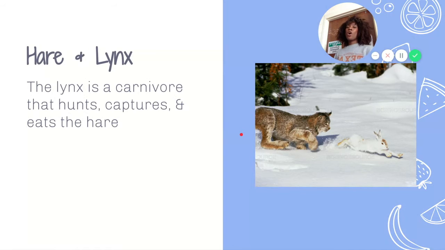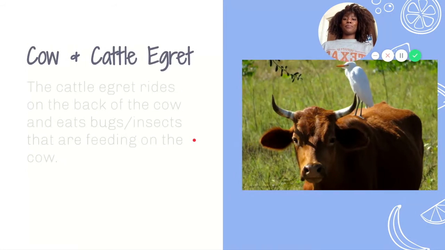The lynx is a carnivore that hunts, captures, and eats the hare. What type of relationship do we talk about? Hunting, capturing, and eating. Good job. If you said predation, good job.